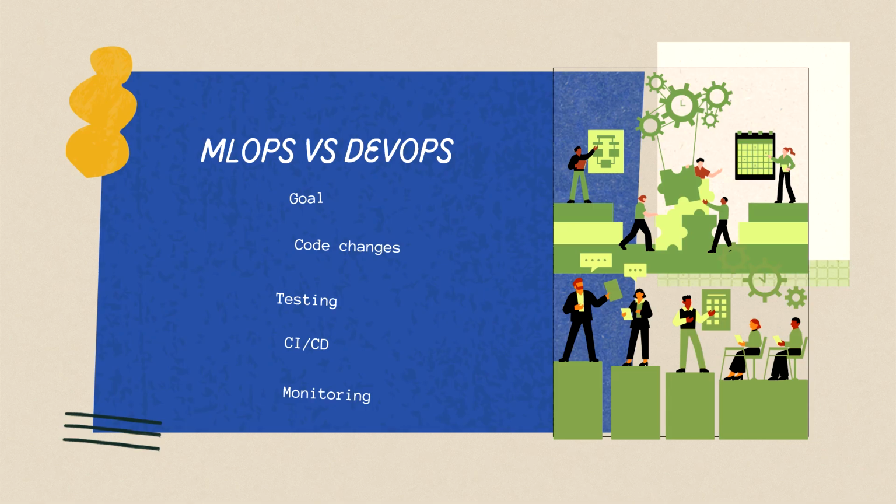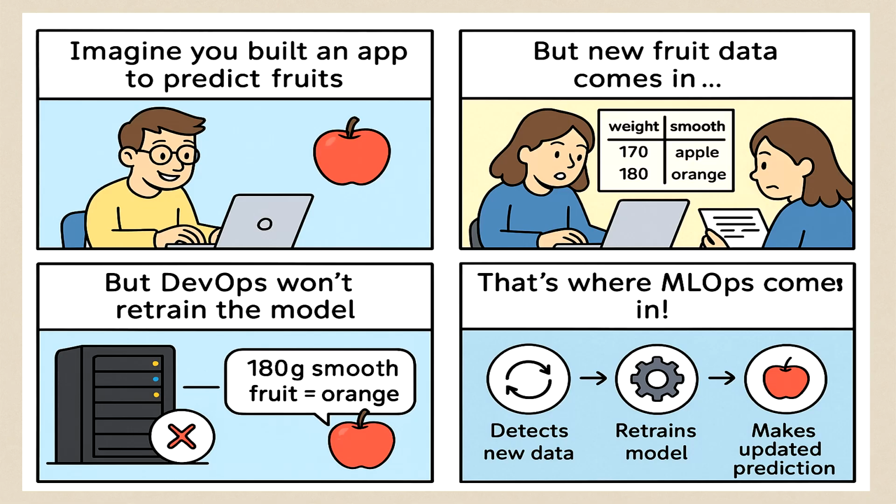Okay, so these are the major differences, and I have taken a simple example to make you understand more about the differences between DevOps and MLOps. In that, let's deep dive into why DevOps is not enough for machine learning. Here in the first image, I built a fruit classifier application using machine learning. Assume that I'm a developer who built a fun little machine learning model that classifies fruits as an apple or an orange based on their weight and texture.